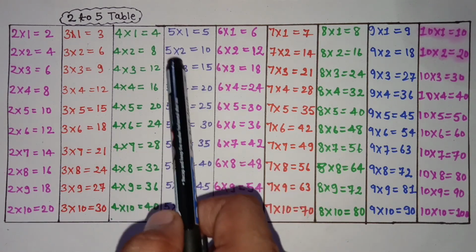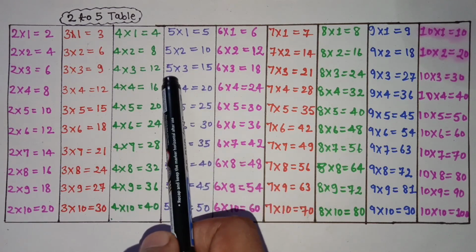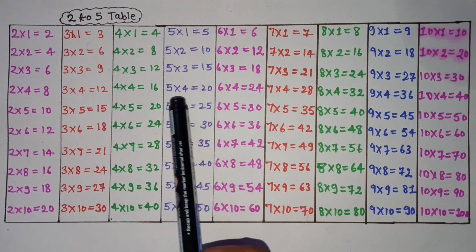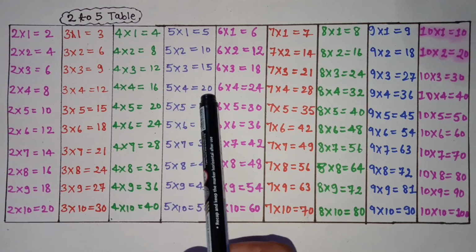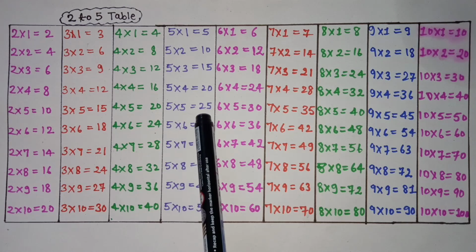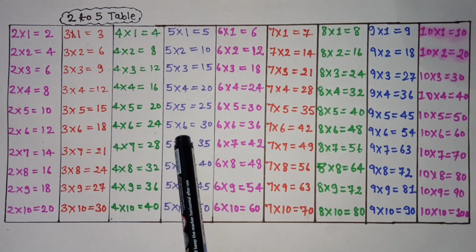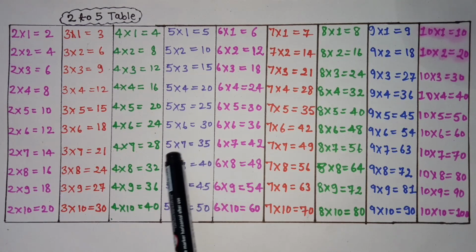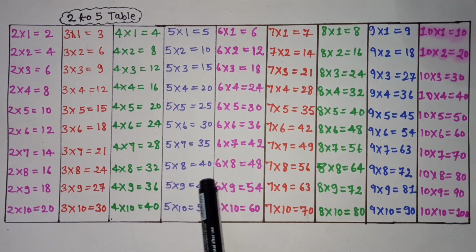5 1s are 5. 5 2s are 10. 5 3s are 15. 5 4s are 20. 5 5s are 25. 5 6s are 30. 5 7s are 35. 5 8s are 40. 5 9s are 45. 5 10s are 50.